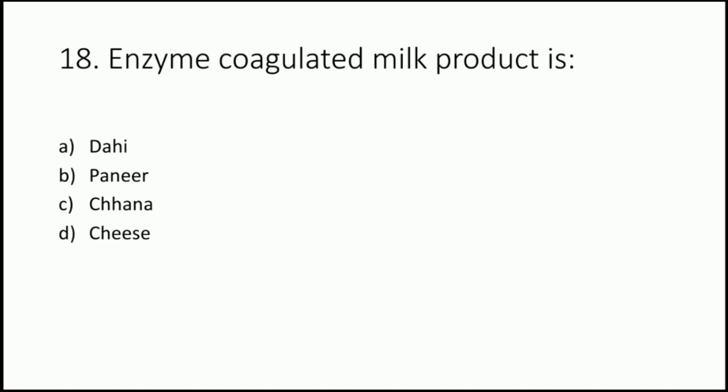If we talk about cheese, it is enzyme coagulated milk protein. In this we use an enzyme known as rennet, and that will help in the coagulation of milk, and thus the cheese will be manufactured. So the correct answer is option D, that is cheese.